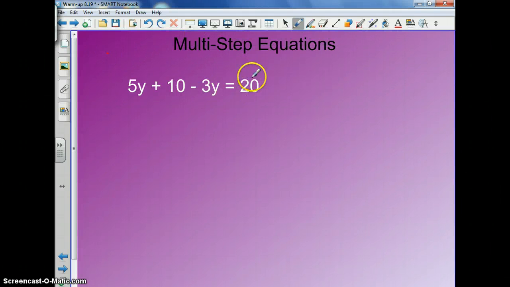All right, so you're going to write multi-step equations on top of your paper. You should have already done that if you're in here. Otherwise, you pause the video.